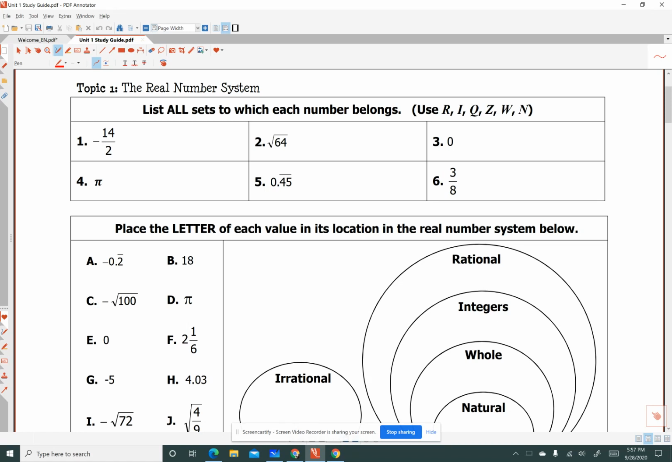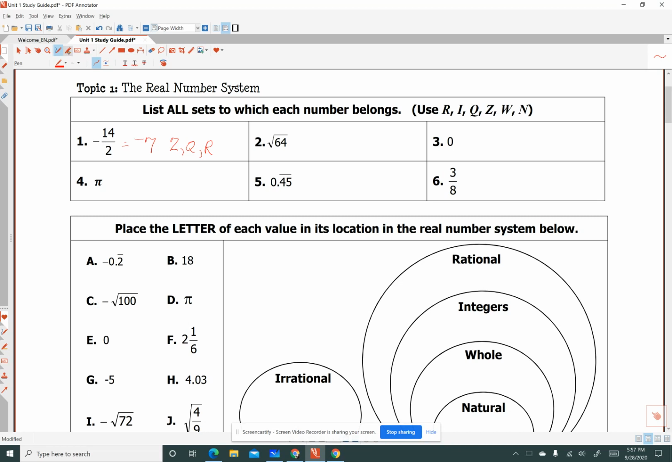So, for example, we have negative 14 divided by 2, which would equal negative 7, and negative 7 is an integer. Negative 7 is a rational number because all fractions are rational numbers. And negative 7 is a real number.